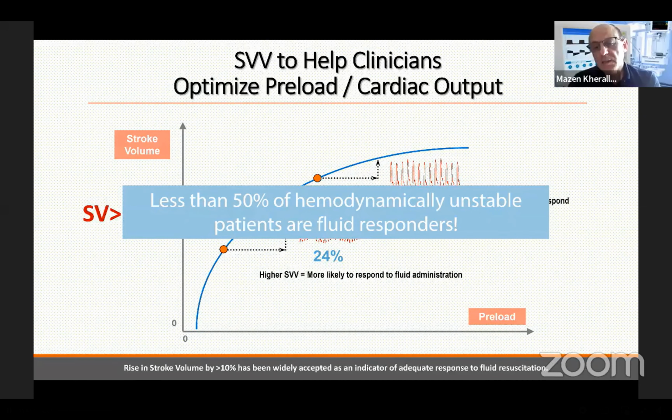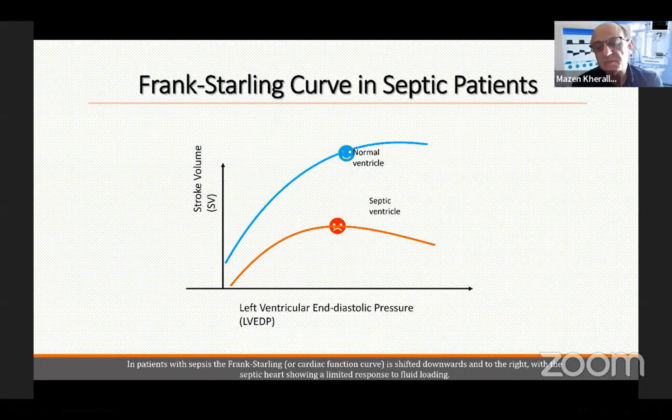And in septic patients who have septic ventricle, where the ventricle is actually failing, so it's not the early part of sepsis but the advanced stages of sepsis, the Frank-Starling curve is shifted downward and to the right. You can see how flat it is. When you assess for fluid responsiveness, if you increase the preload here, you're not going to get an appropriate increase in the stroke volume. Most likely, you're going to increase the fluid overload for that patient.